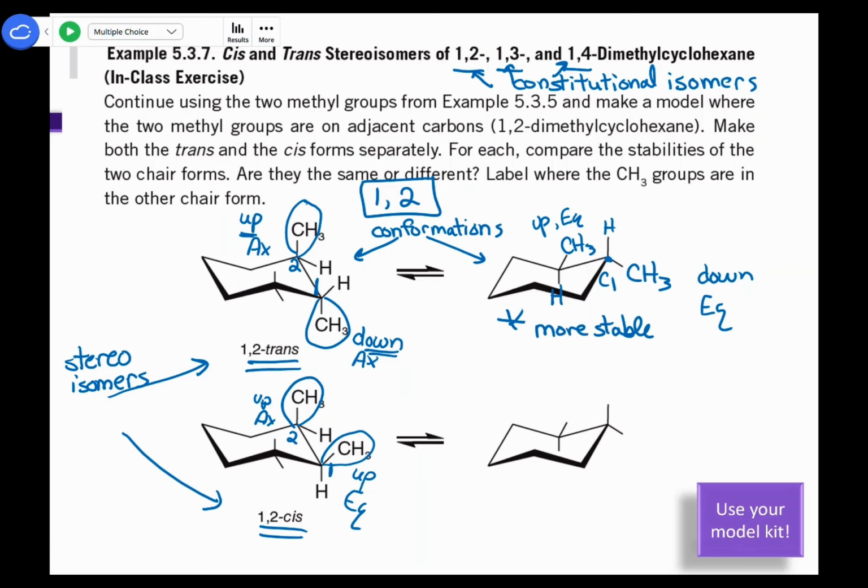Okay, next class, bring your cyclohexane. We are going to continue this example next class. But before we wrap up today, we have a very special presentation. I'm very excited to introduce Marietta. Come on up, Marietta. Give her a round of applause.